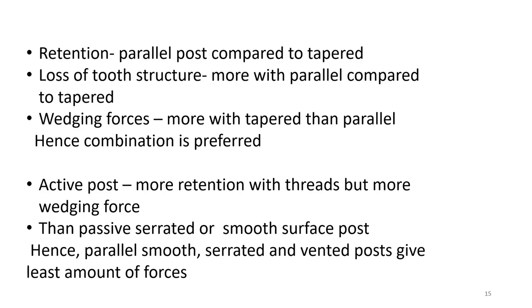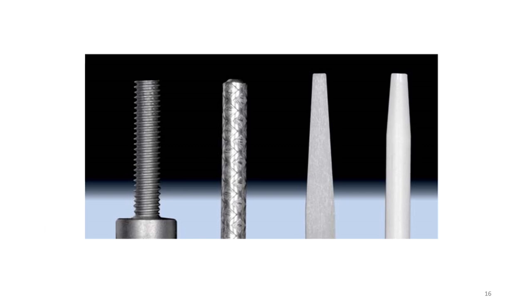So as I already told, basically the parallel post is most retentive, but excessive tooth structure removal will be seen with the parallel post. Whereas in tapered post, it has got a best canal adaptation, but the problem with this is more wedging forces are there, so it's better to use a combination post. And coming to active post, it has a lot of serrations and threadings present on it. It is more retentive, but again more wedging post. Whereas a passive post is nothing but a smooth surface post. Here it is least amount of forces are seen, because retention primarily depends upon your luting cement. So these are the examples.